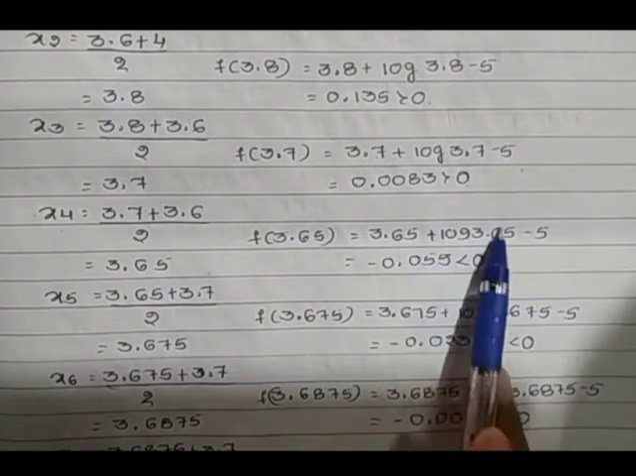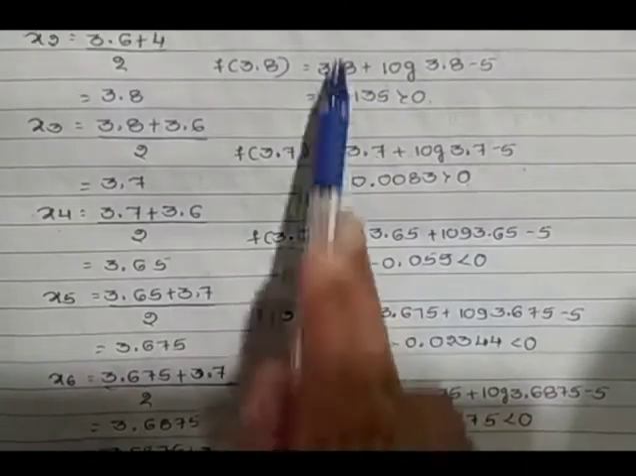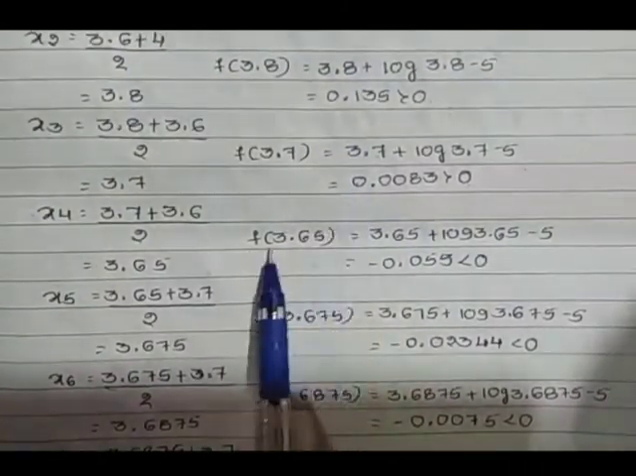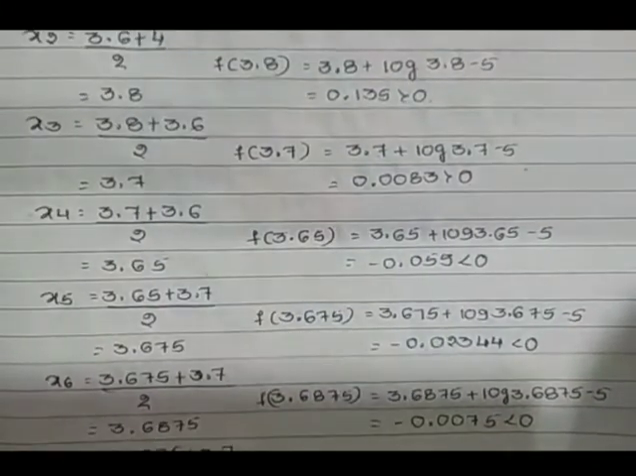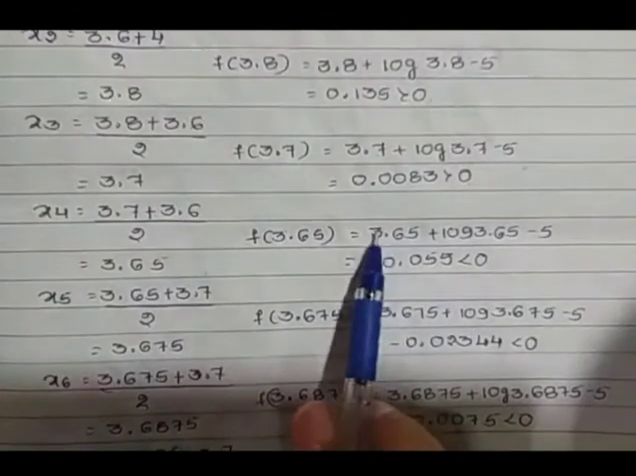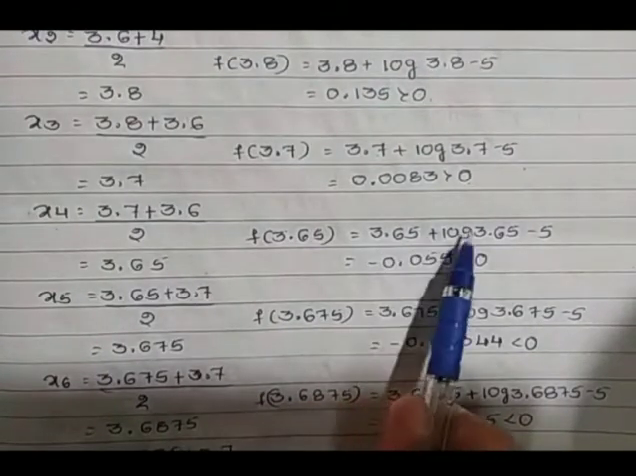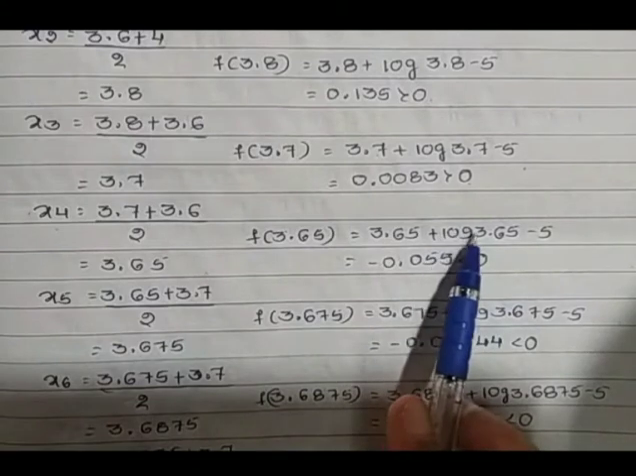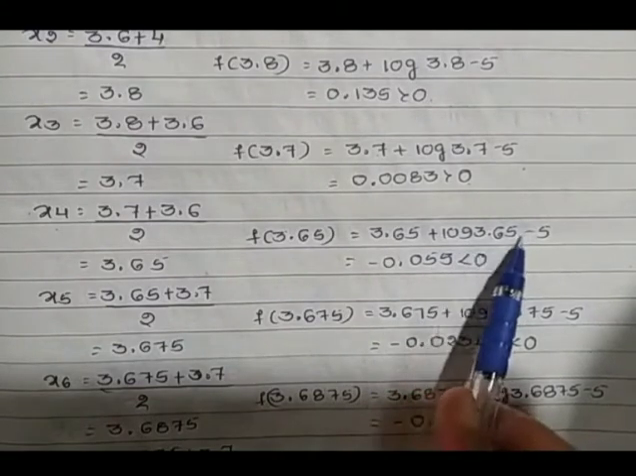How to do this calculation, I have already shown by solving it in the three equations. So this I will explain now directly. Using calculator, you have to simplify. So in calculator, consider 3.65 plus log 3.65 means you have to type ln 3.65 minus 5.